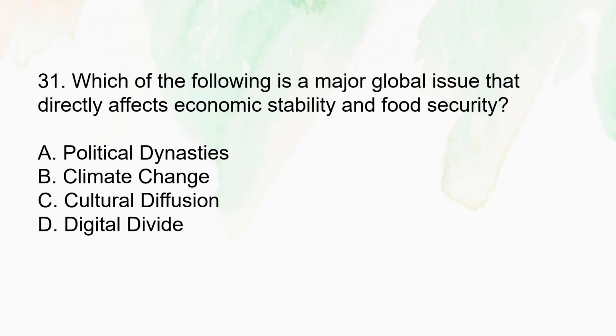Which of the following is a major global issue that directly affects economic stability and food security? Letter A. Political dynasties. Letter B. Climate change. Letter C. Cultural diffusion. Or letter D. Digital divide.